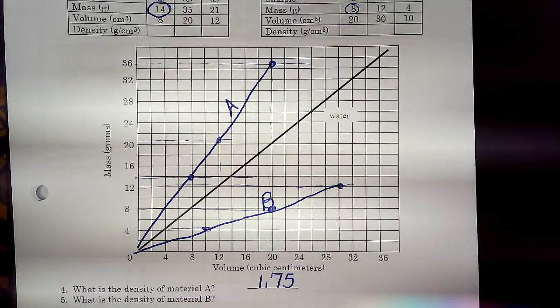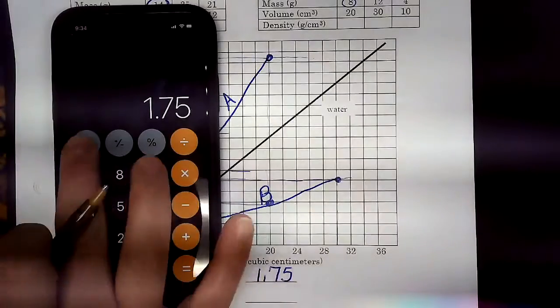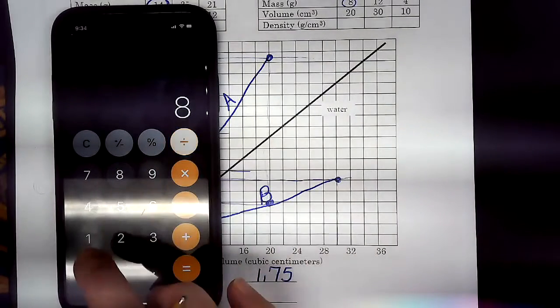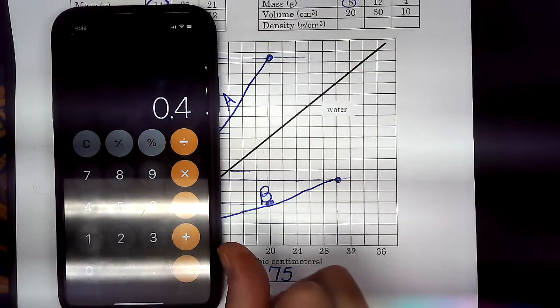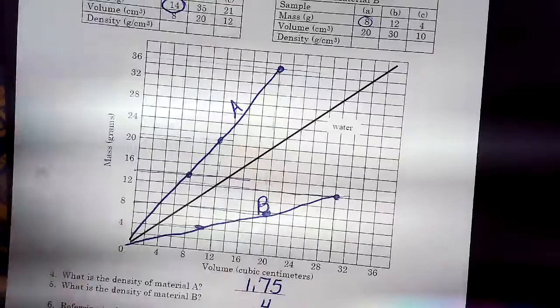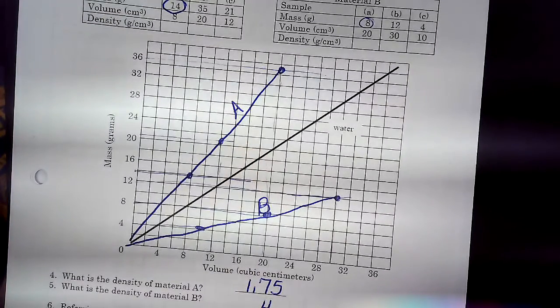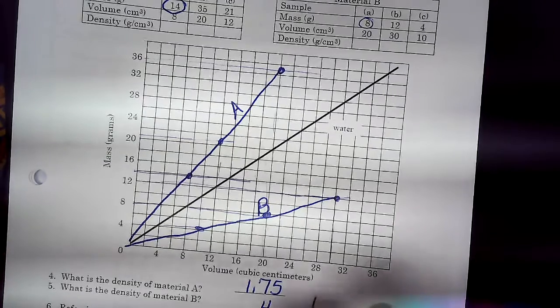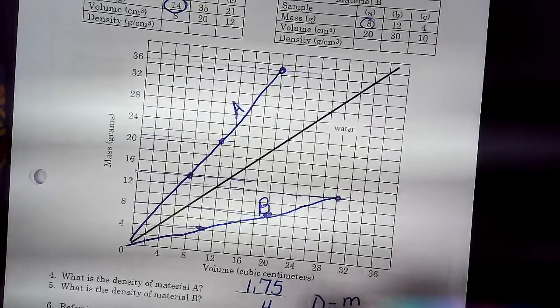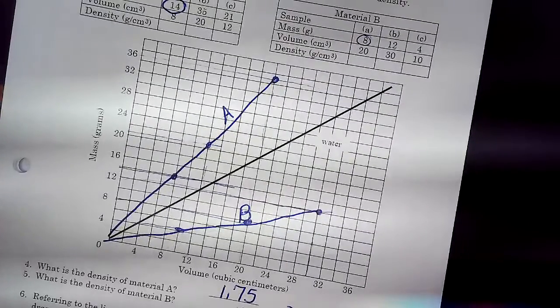What's the density of material B? Again, you don't have to do them all, just do one of them. So 8 divided by 20, 0.4. What did you do? And you did it wrong because it's mass divided by volume. So always remember that density is mass over volume, and just plug those in correctly.